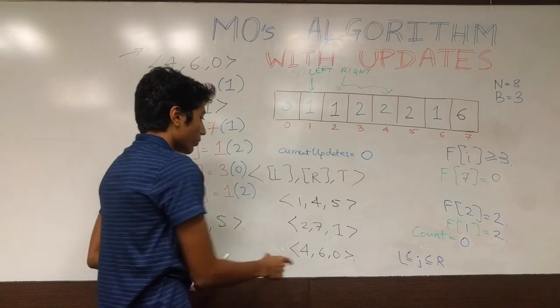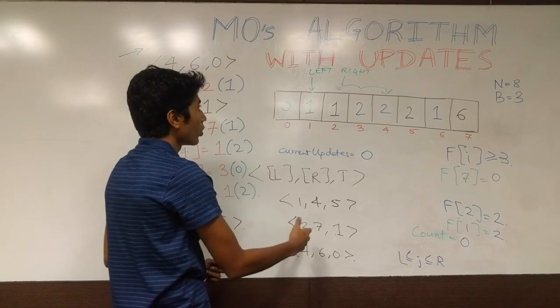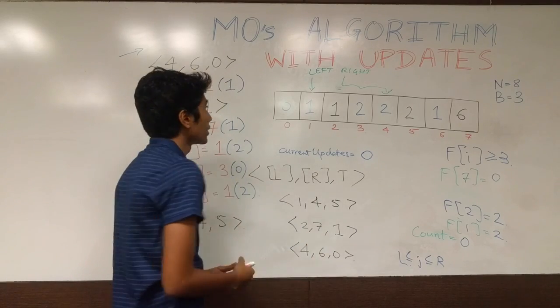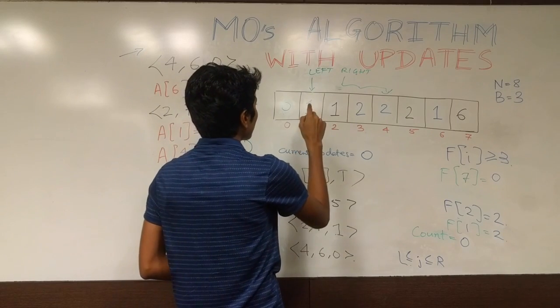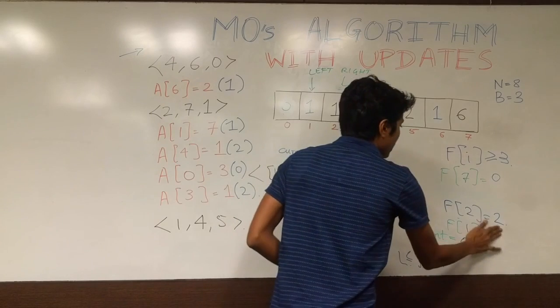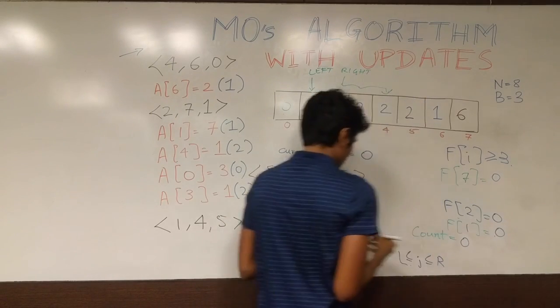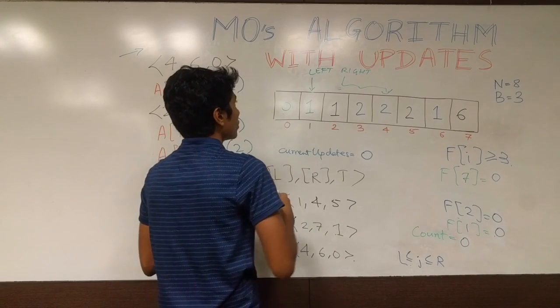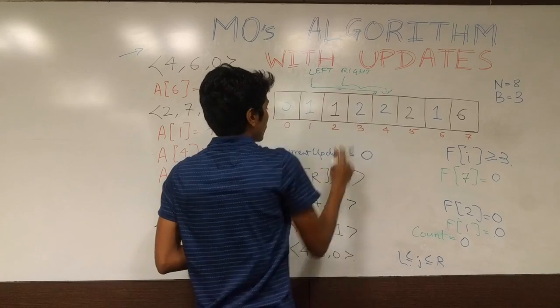Now all we need to do is perform the normal Mo's algorithm, which is move the left index up to 4 and the right index up to 6. So left index needs to move up to 4. That is going to decrement the frequency of 1, 1, 2, 2. So get these guys out. They have frequency 0, 0. And I'm fast forwarding a little bit, but that's because this is the standard Mo's algorithm.